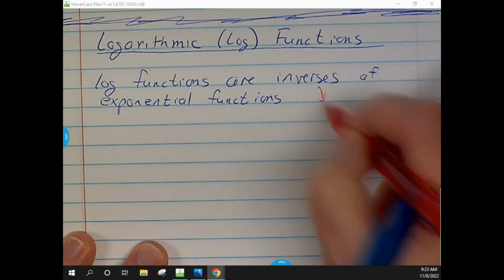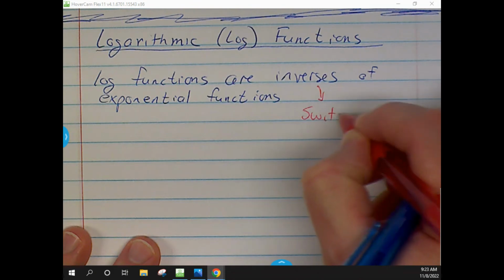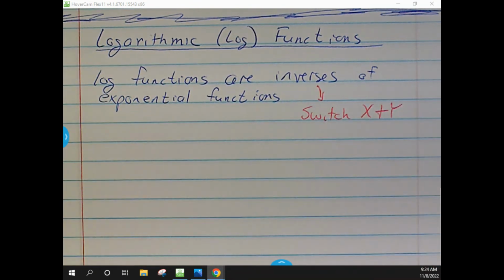And remember, the big thing we're talking about is inverses. We did this just a little bit in the last section. We're doing inverse of functions. The big thing with inverses is that you're going to switch the x and y variables. So when you're thinking inverse, remember, we're switching your x and y values.